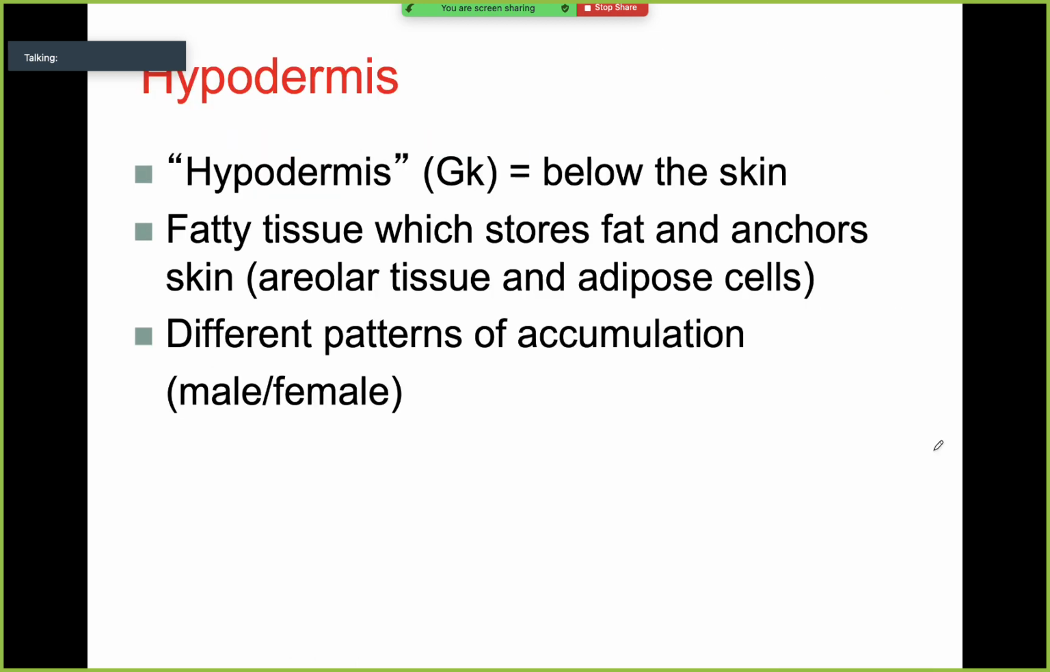Next section is the hypodermis, and we're not going to talk about this more than just what I have here because I really want to focus on the skin as an appendage and some of the damage that can happen to the skin. The hypodermis is made out of adipose tissue or areolar tissue. Its job is to anchor down the dermis. And in males and females, it does have a different pattern of accumulation underneath the skin. For males, it accumulates in the belly or abdominal region. In females, it accumulates in the hips and the thighs.